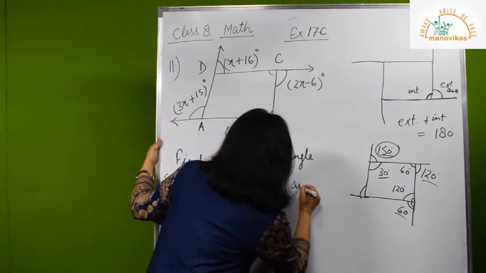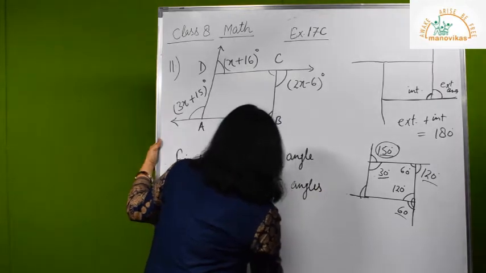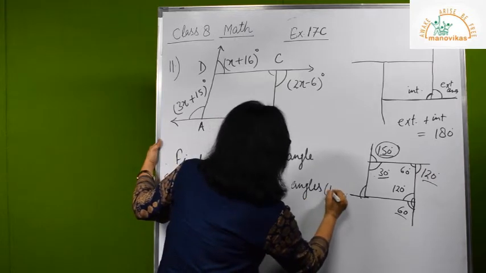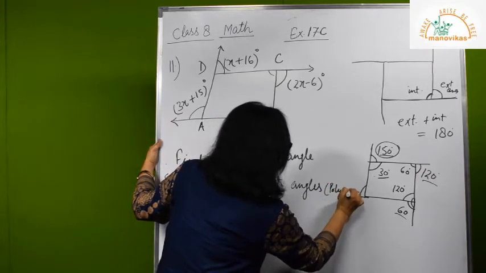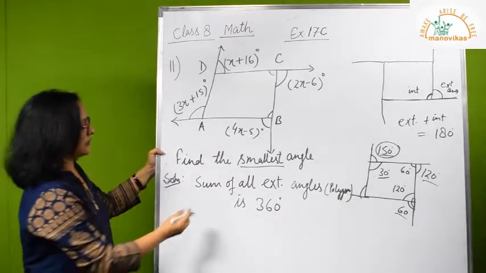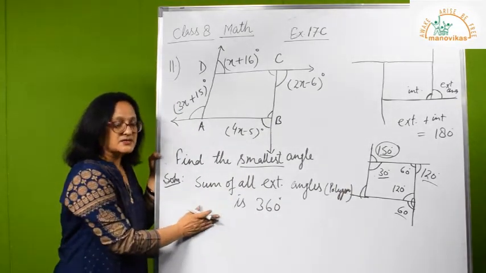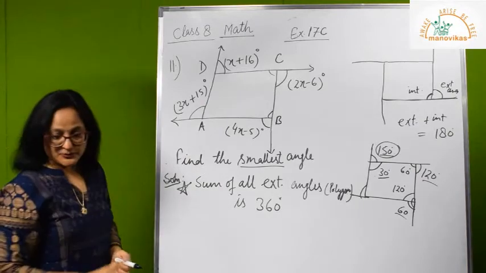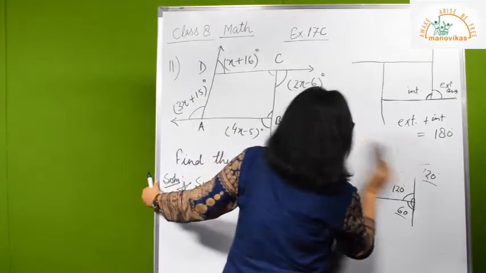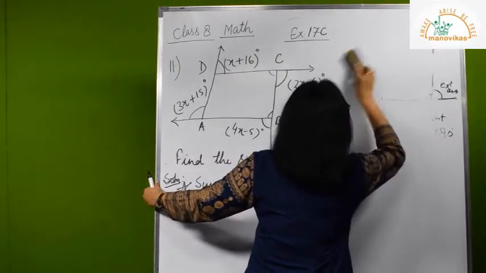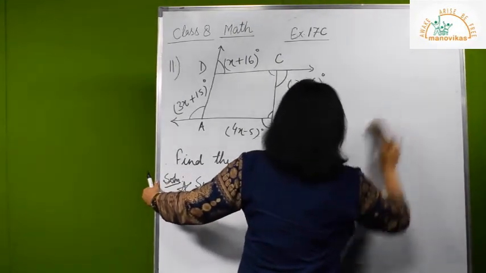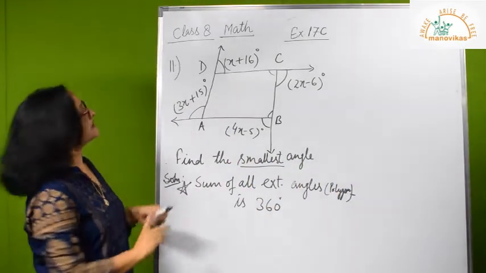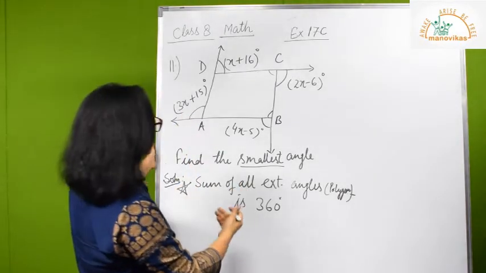The sum of all exterior angles of any polygon is 360 degrees. It doesn't matter whether it is a triangle, a quadrilateral, any polygon. This we will use here. Okay, so you can note this. Now I am going to solve the question. We will take the sum of all exterior angles given and with the help of that we will find the value of x. Then we will find the greatest exterior angle, and its interior angle will be the smallest one.